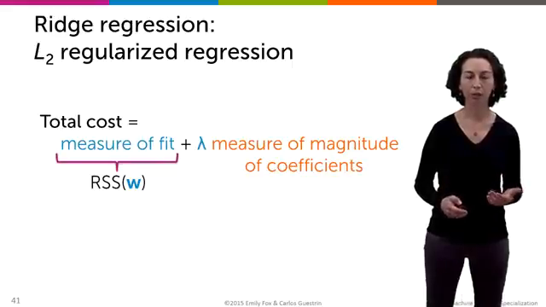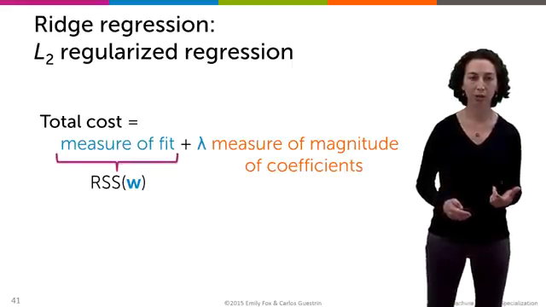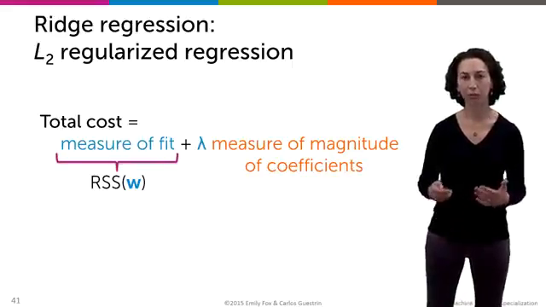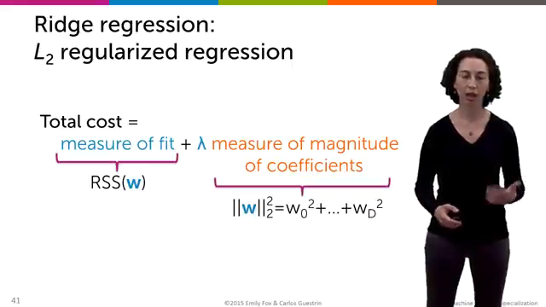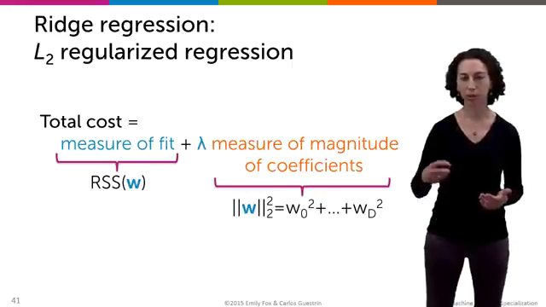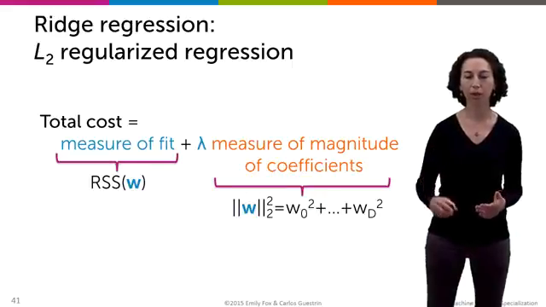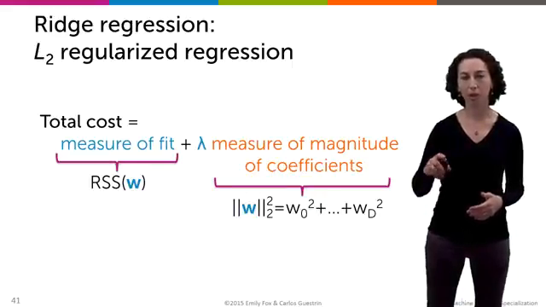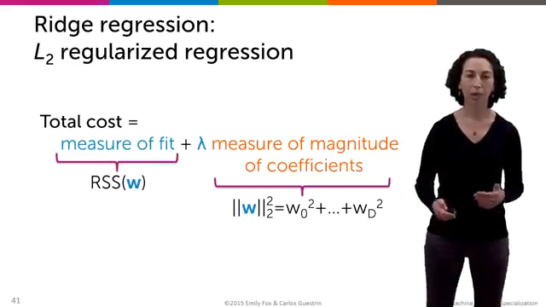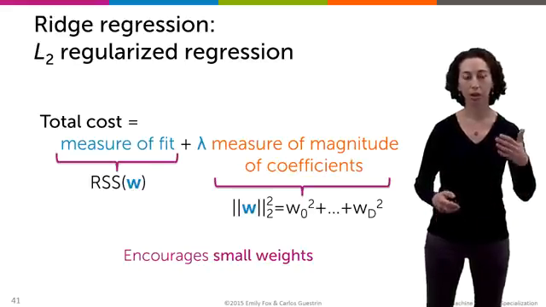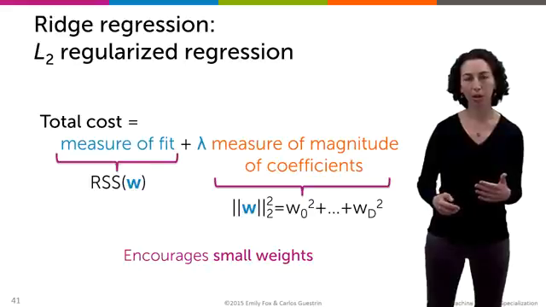So for our measure of fit, we looked at residual sum of squares. And in the case of ridge regression, when we looked at our measure of the magnitude of the coefficients, we used what's called the L2 norm. So this is just the 2 norm squared in this case, which is the sum of each of our feature weights squared. Okay, this ridge regression penalty we said encouraged our weights to be small.